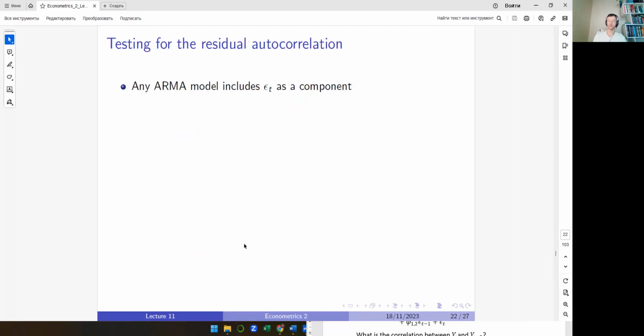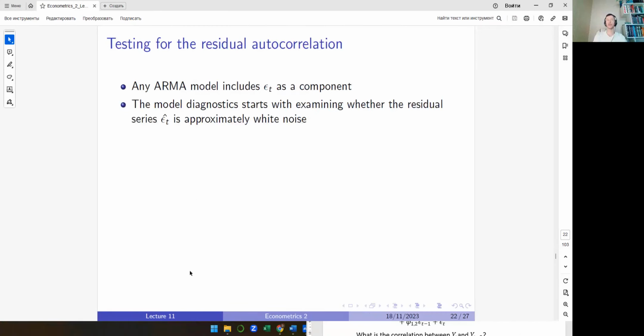Next important thing. We need to verify that with the help of models, we absorbed all structure of this series, everything that we know about the series. Any model includes white noise as a component, includes these errors. And we need to perform the model diagnostics.